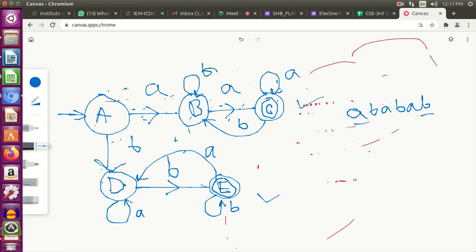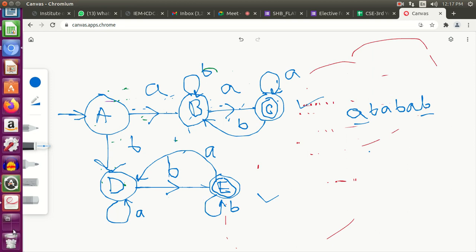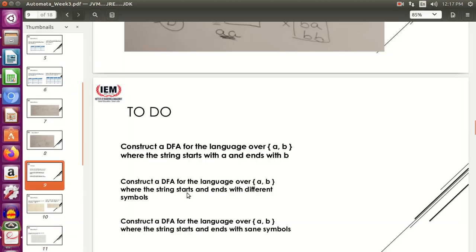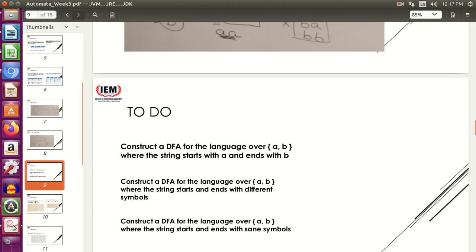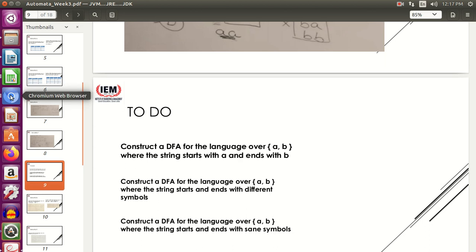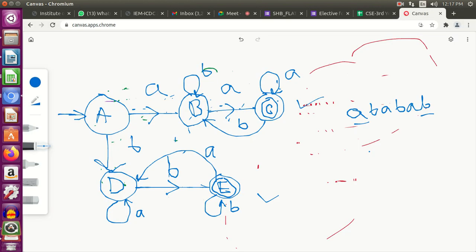Okay, in that case I need to tell you one more thing. For the previous question also, construct a DFA for the language over A comma B where the string starts and ends with different symbols, I think it should be better if we use this kind of structure. That is, you just add one extra state and use two final states, rather than merging both the cases in one final state. I think in that case also we might face some problem.